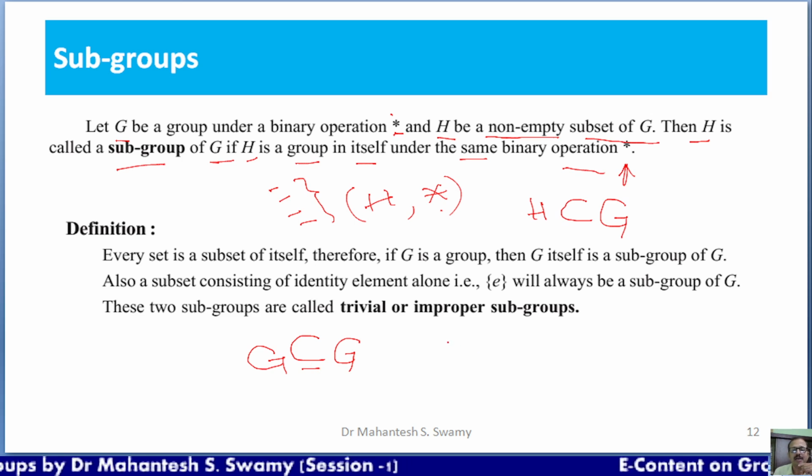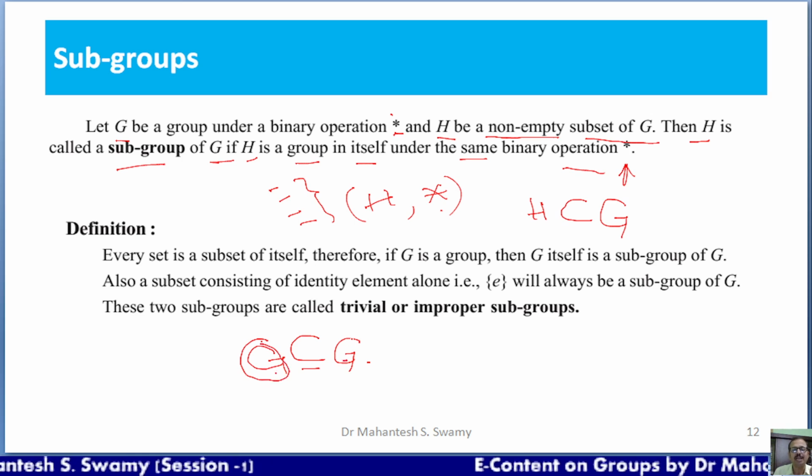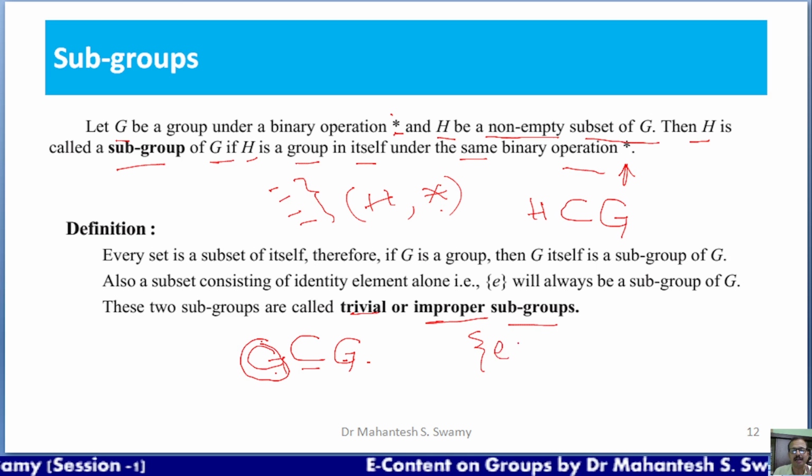And therefore, if G is a group, and we know that G is a subset of G, therefore this G is also called the subgroup of itself. That type of subgroup is called a trivial subgroup, or improper subgroup. We have one more trivial subgroup, the singleton set containing the identity element.